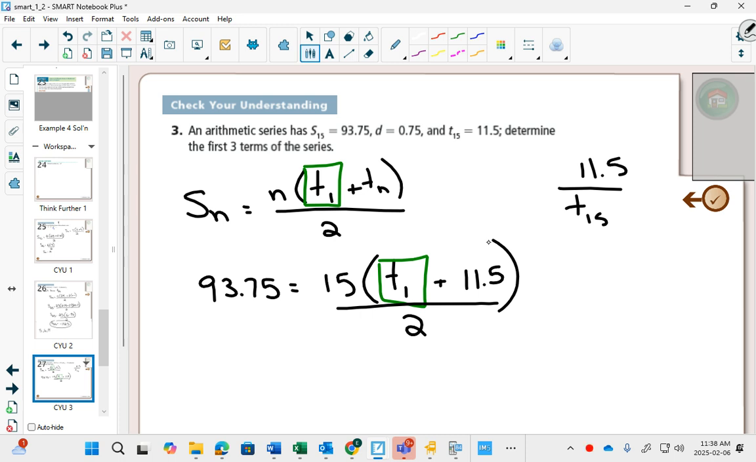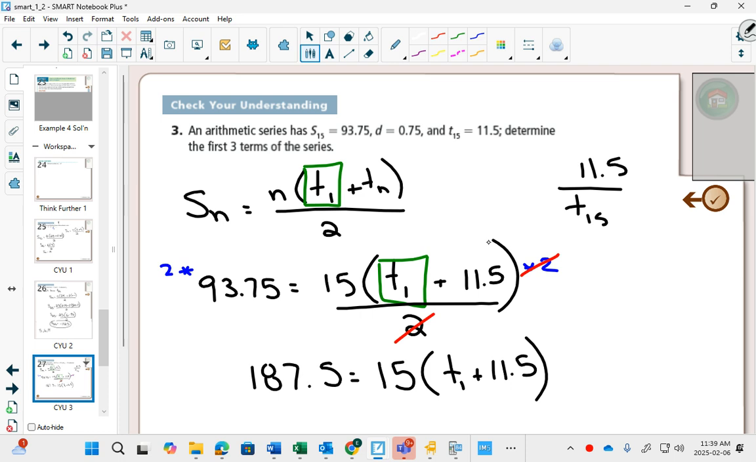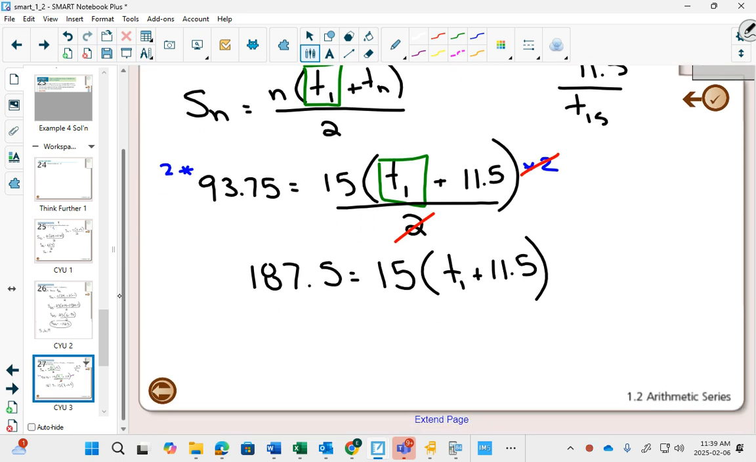And now it becomes an algebra rearranging. Can I get that term 1 by itself? What's the opposite of dividing by 2? I would probably multiply both sides by 2 to start with. That would simplify and get rid of that dividing by 2. 93.75 times 2 is 187.5. And we want to solve for term 1.